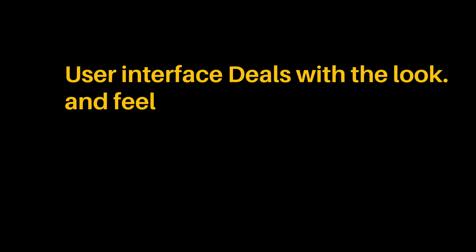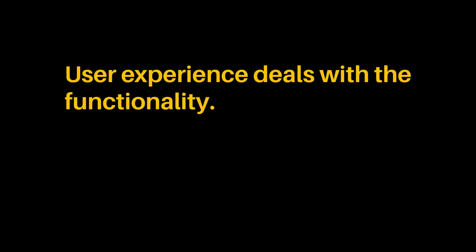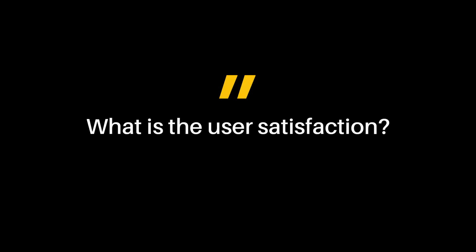User interface, UI, deals with the look and feel of a particular product. What's the layout? A user interface is like a joke. If you have to explain it, then it's not really that good. UX, on the other hand, deals with the functionality of a particular product. For instance, if it's a mobile app, how long does it take to do something? What's the customer or the user satisfaction from using that particular product?